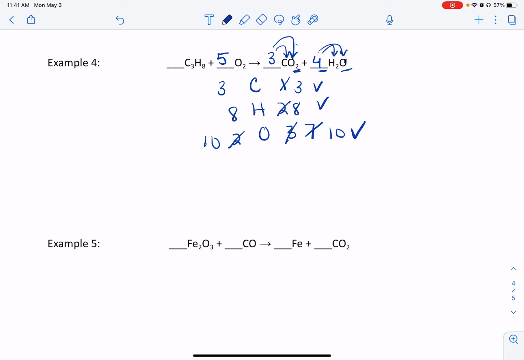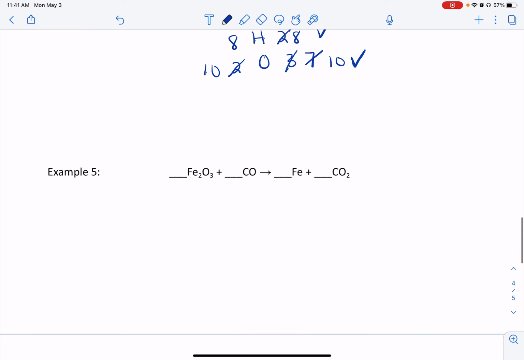Fantastic. You can see how this kind of involves a little back and forth, a little guess and check, right? And that's okay. Sometimes it's a little messy. Sometimes you'll have to go back and change elements multiple times, but that's all right. That's part of the process. Let's look at our last example here, example number 5.